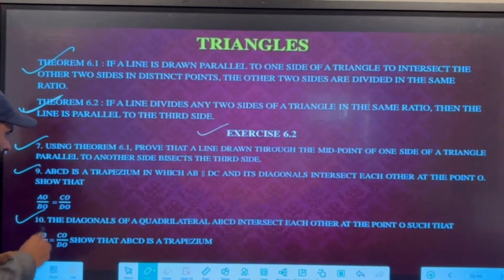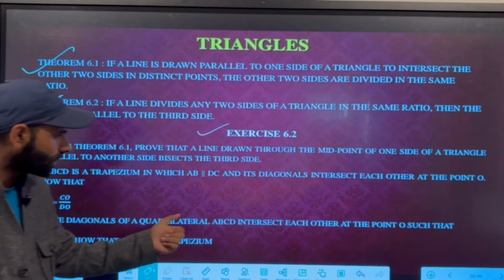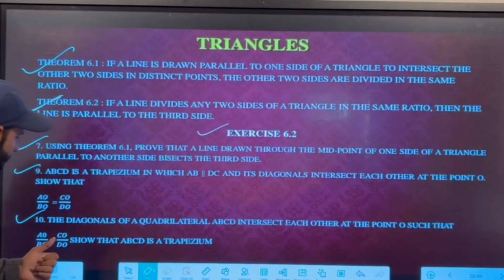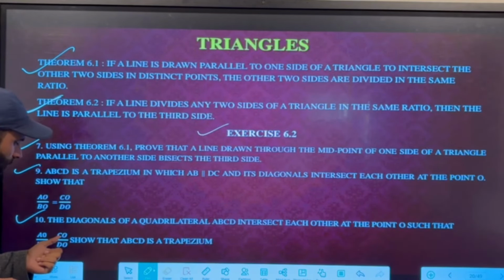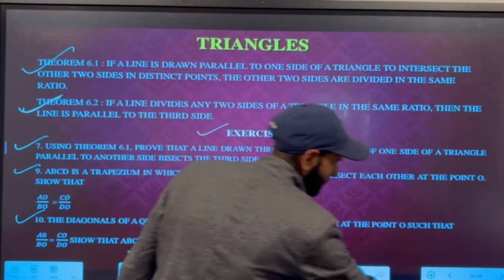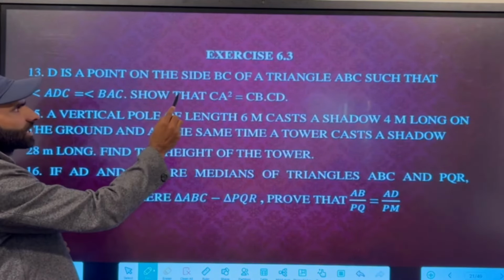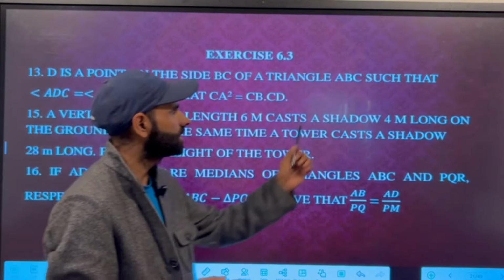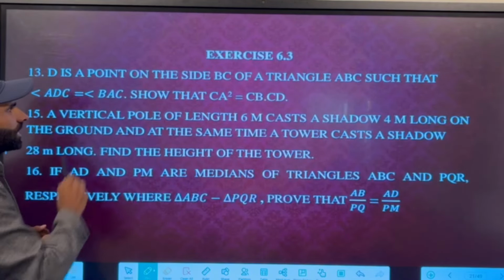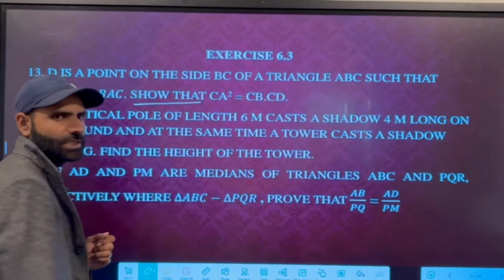Question number 10, converse of question number 9. The diagonals of a quadrilateral ABCD intersect each other at point O such that AO by BO equals CO by DO. Show that ABCD is a trapezium. From the next exercise 6.3, D is a point on the side BC of a triangle ABC such that angle ADC is equal to angle BAC. Show that CA square equals CB into CD.